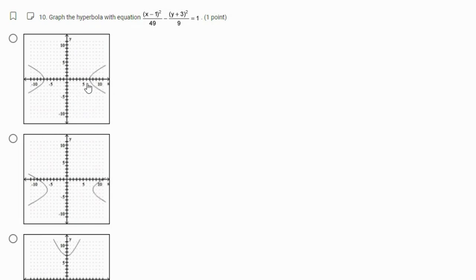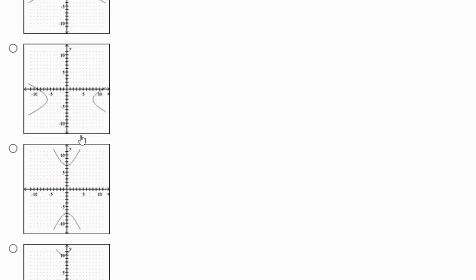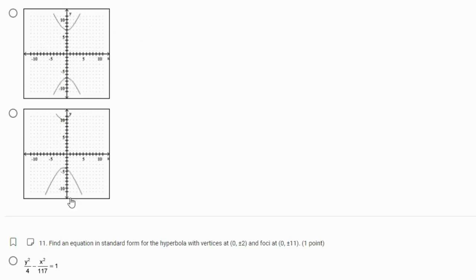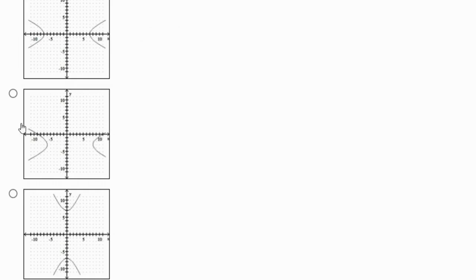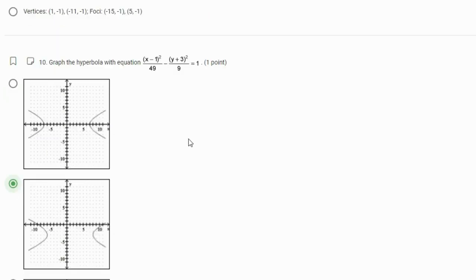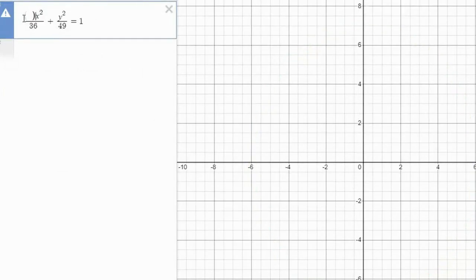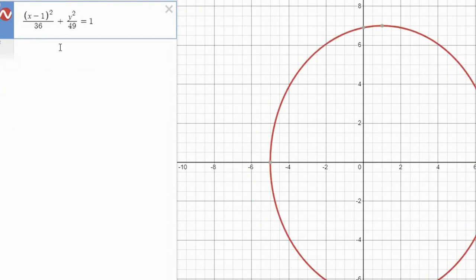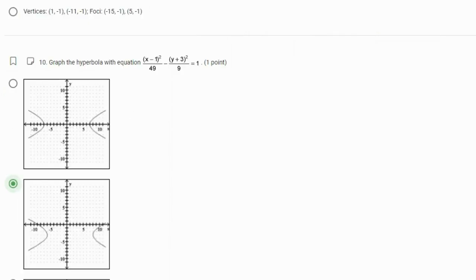So this one's ruled out already just by the center. This one has a center, it looks like, at 1, -3. So that's a possibility. This is right on the y-axis. That's ruled out. And this has a center at -1, +3. Oh, so just by looking at the center, it has to be that one. Not even looking at the a and the b squared and all of that good stuff. It's got to be this. Now, I'm going to prove this to myself by graphing it. X minus 1 squared, and it's y plus 3 squared.